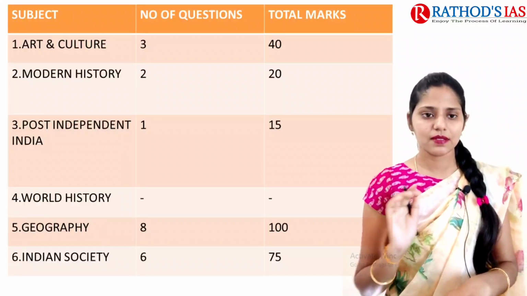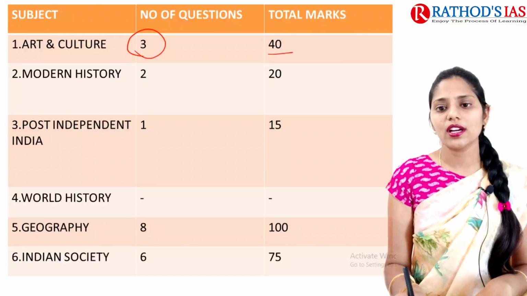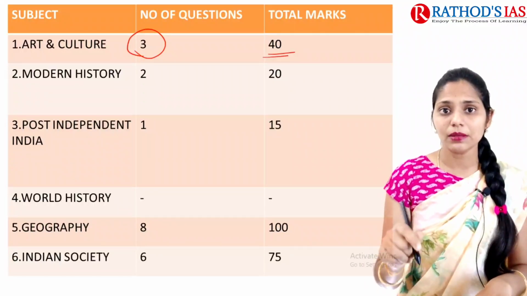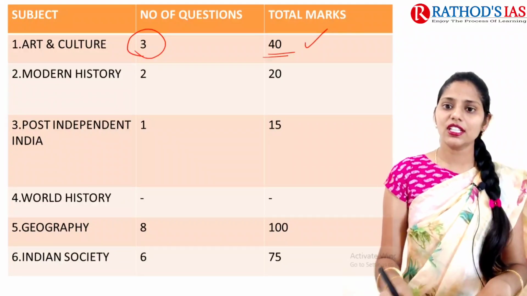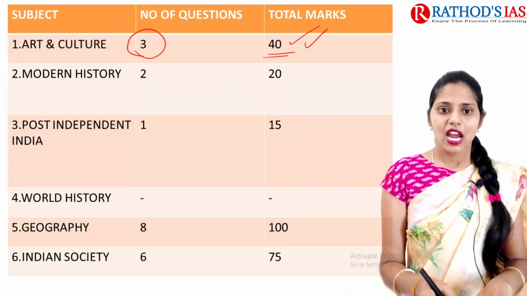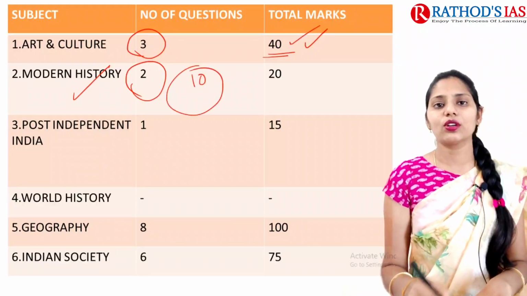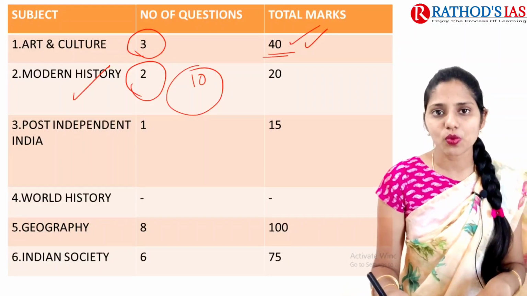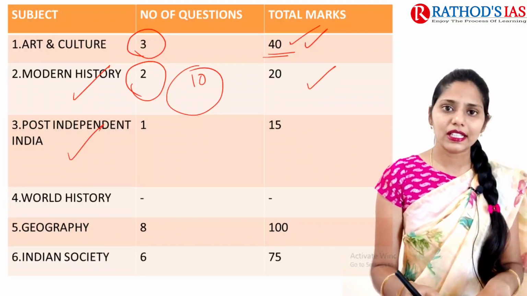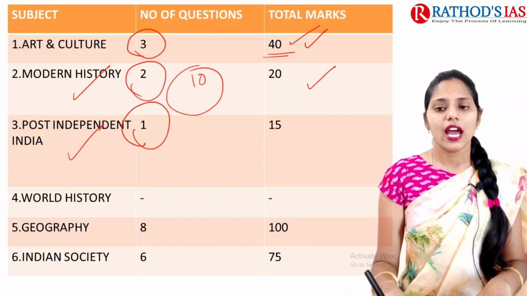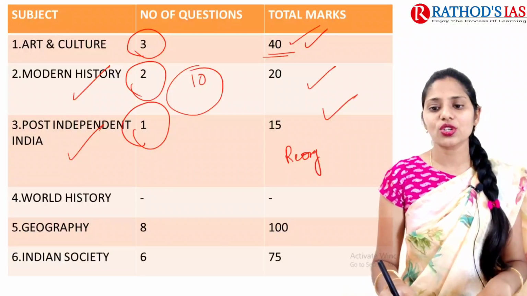I will be explaining how current happenings are reflected in this GS1 paper, that too from your static syllabus. From art and culture you got 3 questions and the contribution of art and culture in this year's paper is 40 marks. If you are prepared well with art and culture, yes, you will be getting 40 marks. In modern history you got just 2 questions, also 10 marker questions, so the contribution of modern history this year is 20. And from post-independent India you got 1 question, a 15 marker question, regarding reorganization of states.